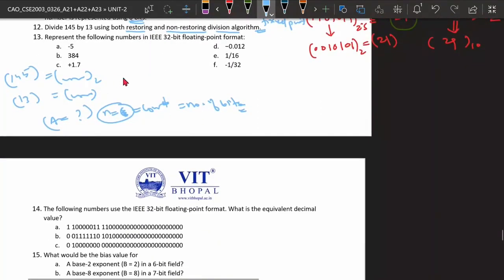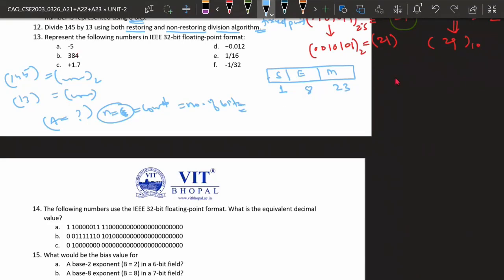The next one is to represent the following numbers in IEEE 32-bit floating point representation. So it is -5. In the 32-bit floating point representation, there is one sign bit, one exponent, and one mantissa. In 32-bit representation, sign will have 1 bit, exponent will be 8 bits, and mantissa will be 23 bits. You need to represent these numbers in this form: what will be the sign bit, the exponent bits, and the mantissa bits.